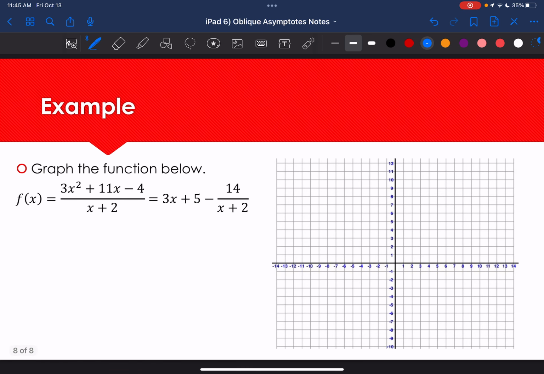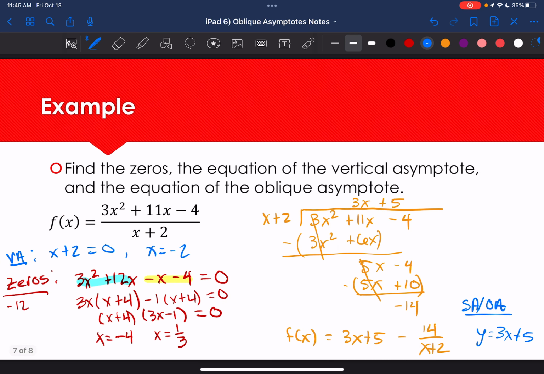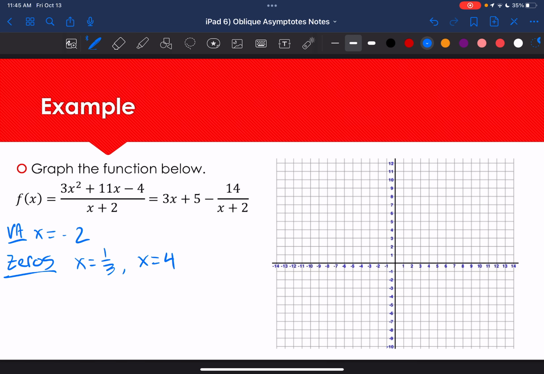Look at that. Okay, so the vertical asymptote was negative 2. I'm just copying these down from the previous slide. That way we have them. x equals 1/3 and x equals 4, I think. Oh, negative 4. And then our slant asymptote was y equals 3x plus 5. Okay. Vertical asymptote, negative 2.